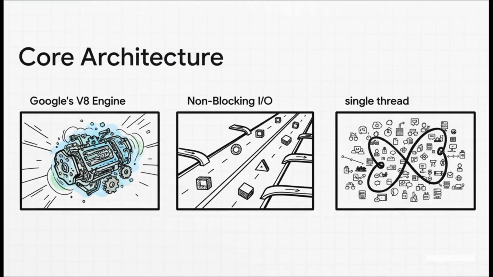Well, it really boils down to three key things. First, it runs on Google's V8 engine, which is the same super-fast JavaScript engine that powers the Chrome browser, so you know it's fast. Second, and this is the big one, this is the magic trick, it uses something called a non-blocking I/O model. And third, because of that model, it can somehow handle thousands of connections at the same time using just a single thread.